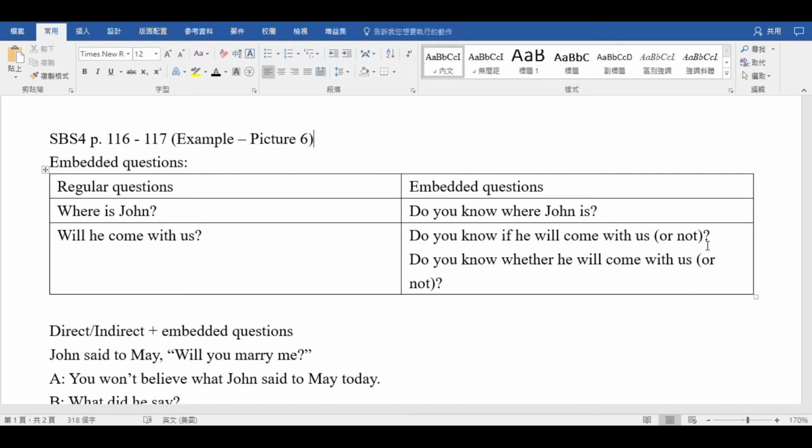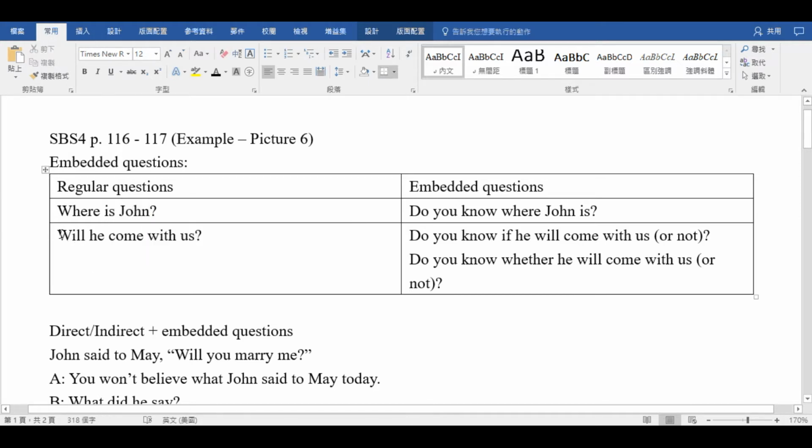First, we have to talk about what embedded questions are. Let's look at a regular question. A regular question will look like this. This is a WH question, starts with where. Where is John? That's a regular question. In a regular question, we put the verb before the subject.